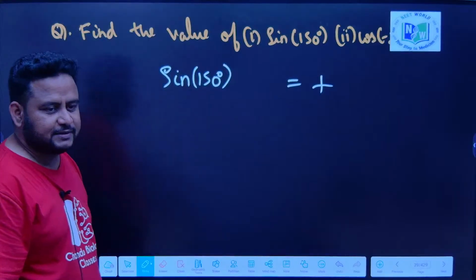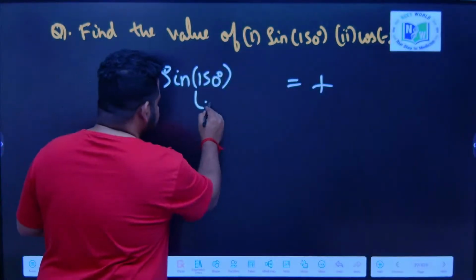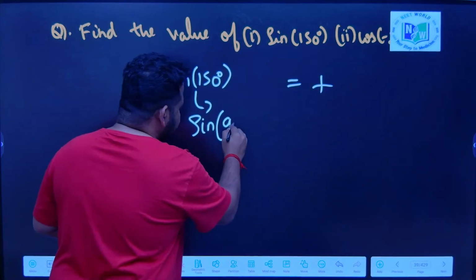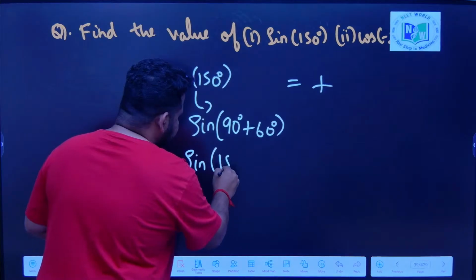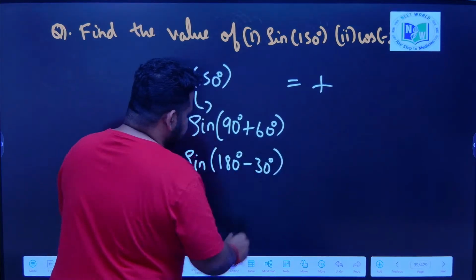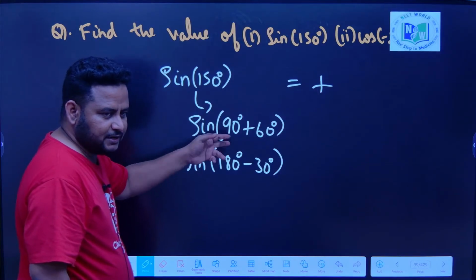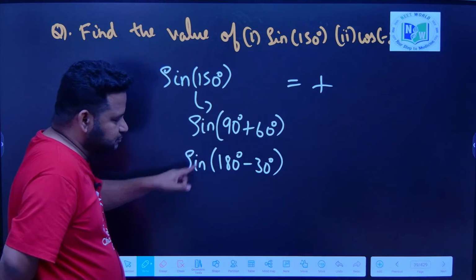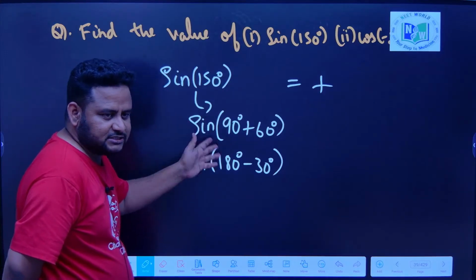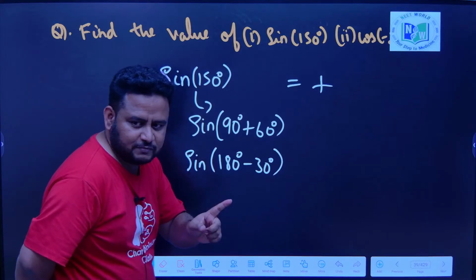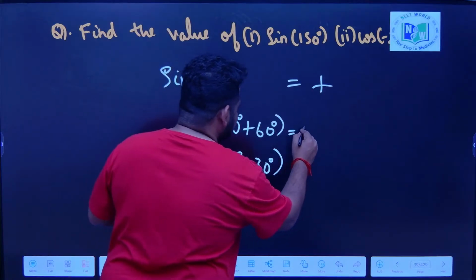Now sin 150 can be written as what? Sin 150 can be written as sin of 90 plus 60, or it can also be written as sin of 180 minus 30. 90 means what? It is pi by 2, which is 1 times pi by 2. 1 pi by 2 means it is odd. So sine will change to cos. So sin of 90 plus 60 will become cos 60.